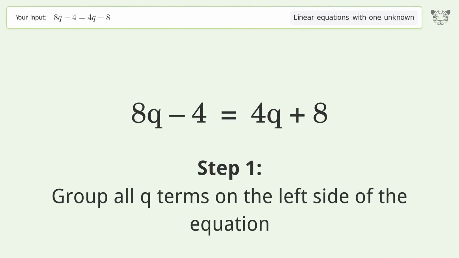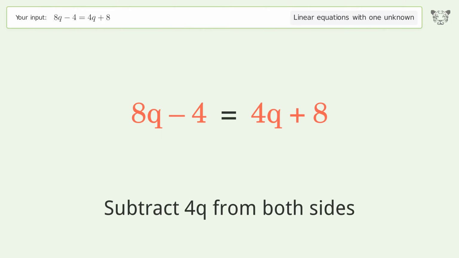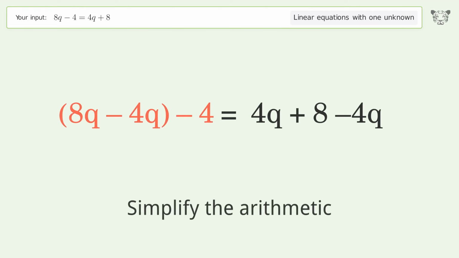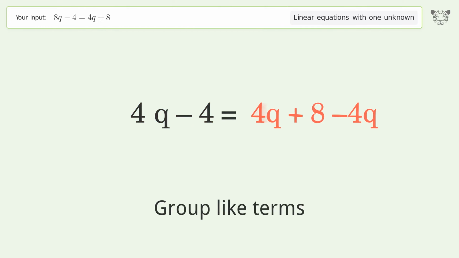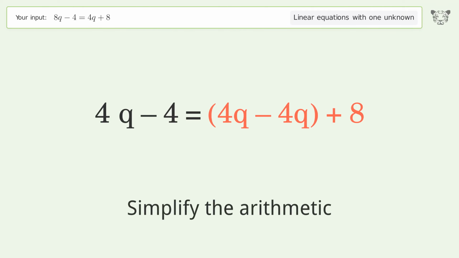Group all q terms on the left side of the equation. Subtract 4q from both sides. Group like terms. Simplify the arithmetic. Group like terms. Simplify the arithmetic.